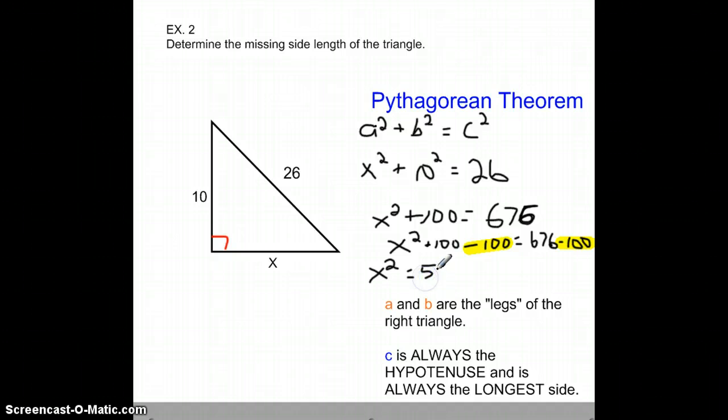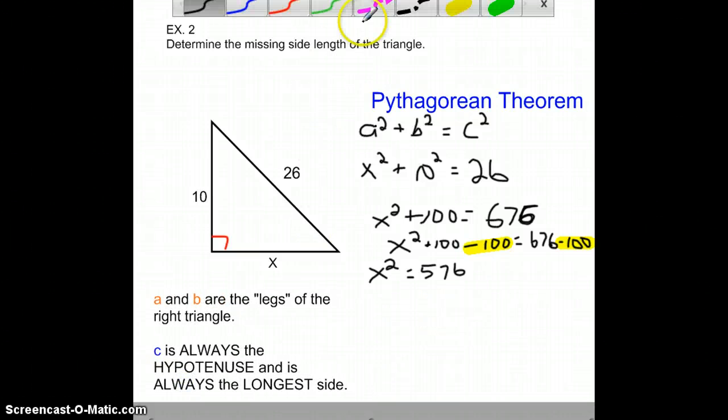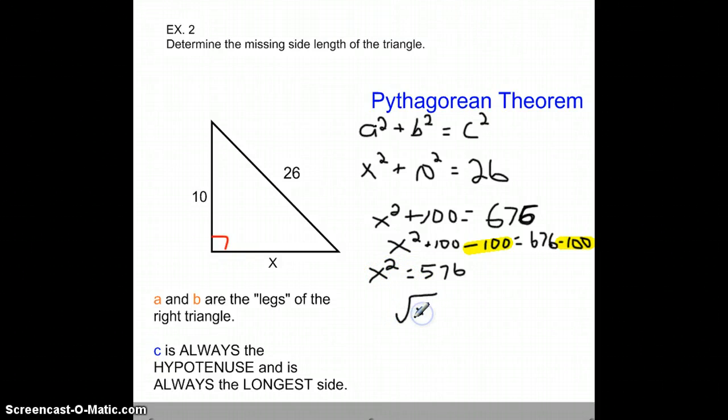Again, as you get to memorize your perfect squares, you're going to know that 576 is a perfect square of a number. Let's move this guy over here. All right, so at this point, we've got to make x squared into x. In order to do that, we take the square root of both sides. Square root of x squared. Square root of 576.